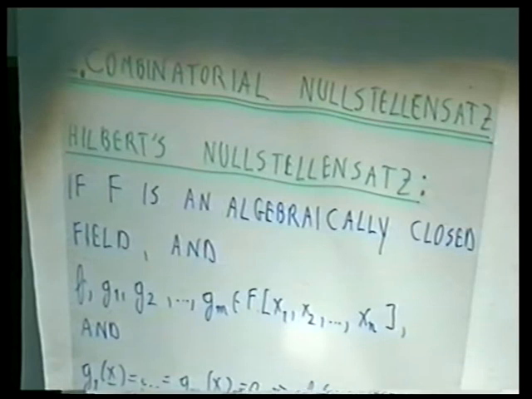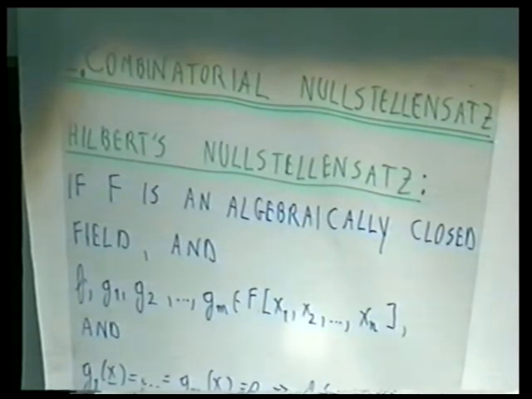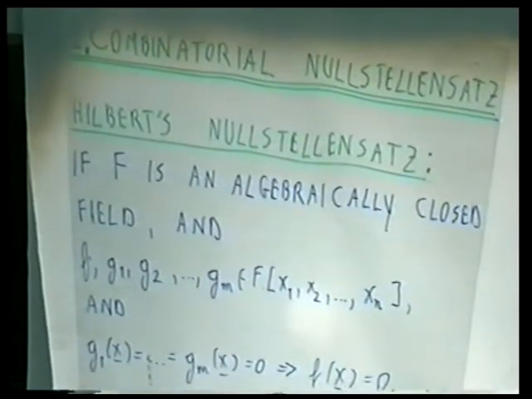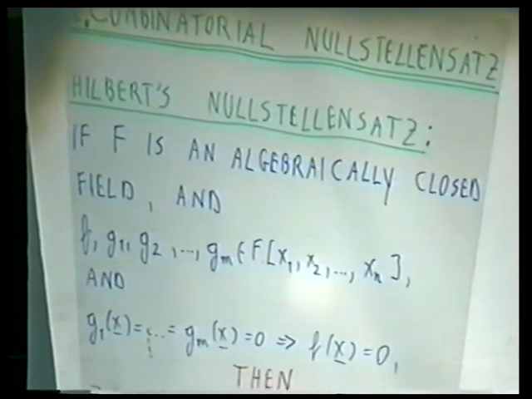So here, just reminding you, Hilbert's Nullstellensatz. What it says is that if we have a polynomial in the ring of polynomials over an algebraically closed field, and if it vanishes over all the common zeros of an ideal, then some power of the polynomial lies in the ideal, right? So this is something that we all know.